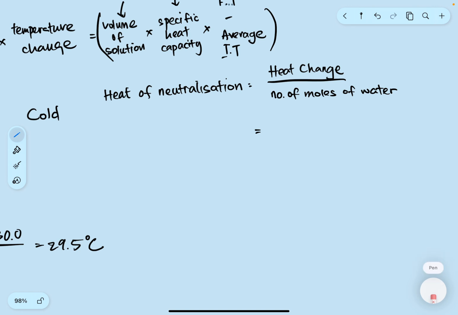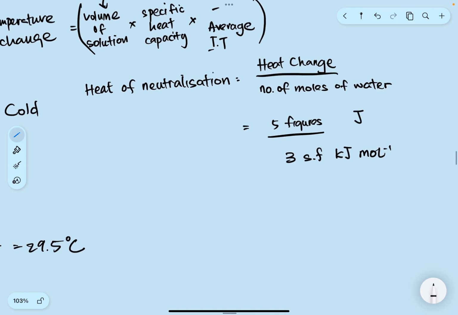Maybe there's like, I don't know, 5 figures. According to the rules in quite a lot of examinations, you should write all your answers in 3 significant figures, and then convert those values into kilojoules per mole, because most students will straight away get the answer in joules per mole, which might look a little bit ugly, but most of the answers for thermochemistry are written in kilojoules per mole.